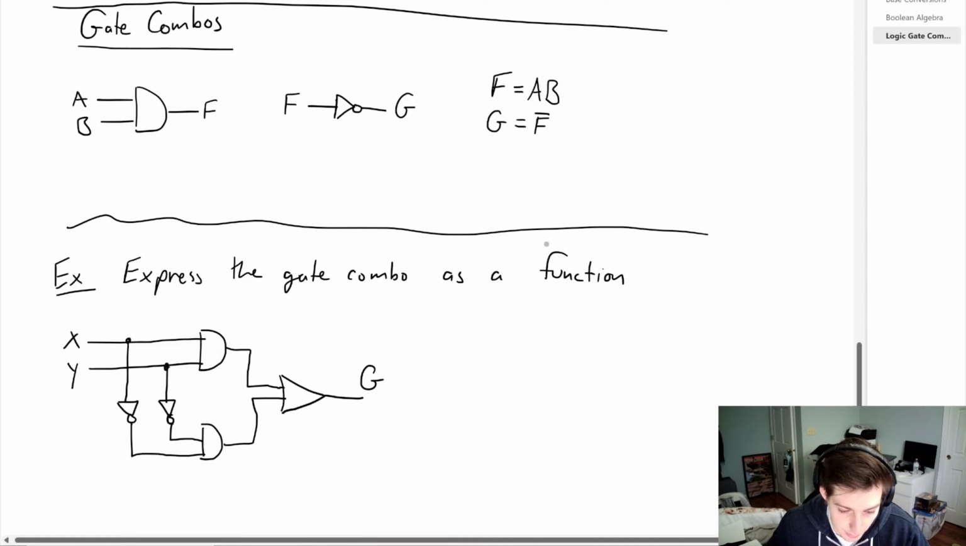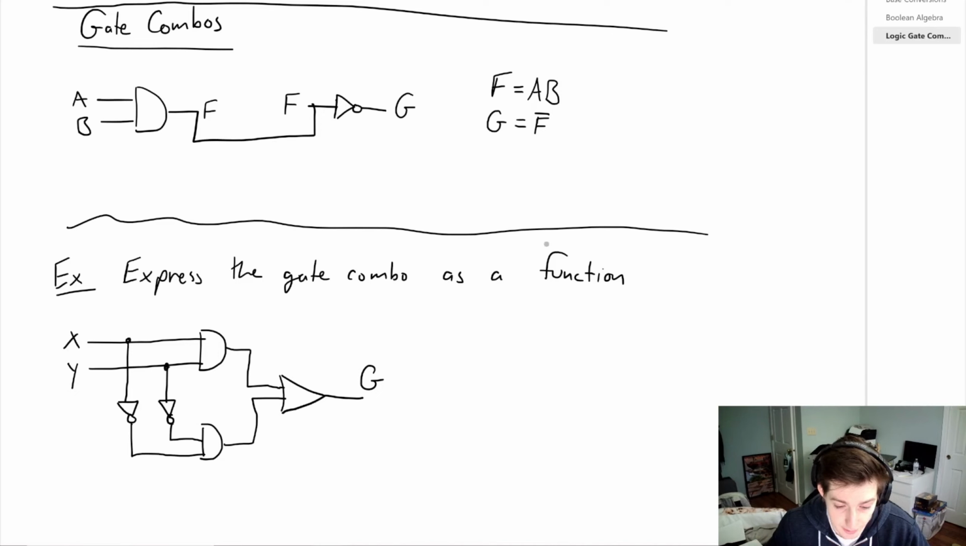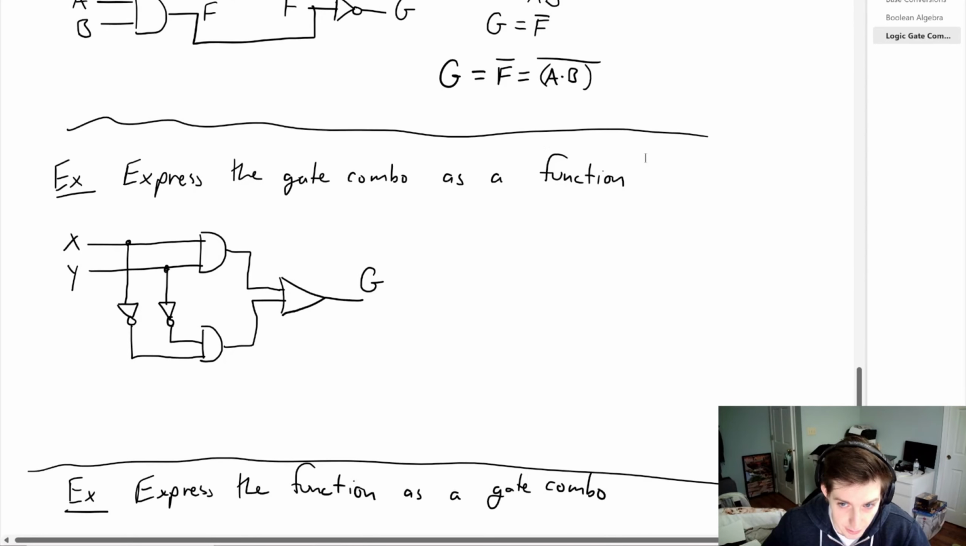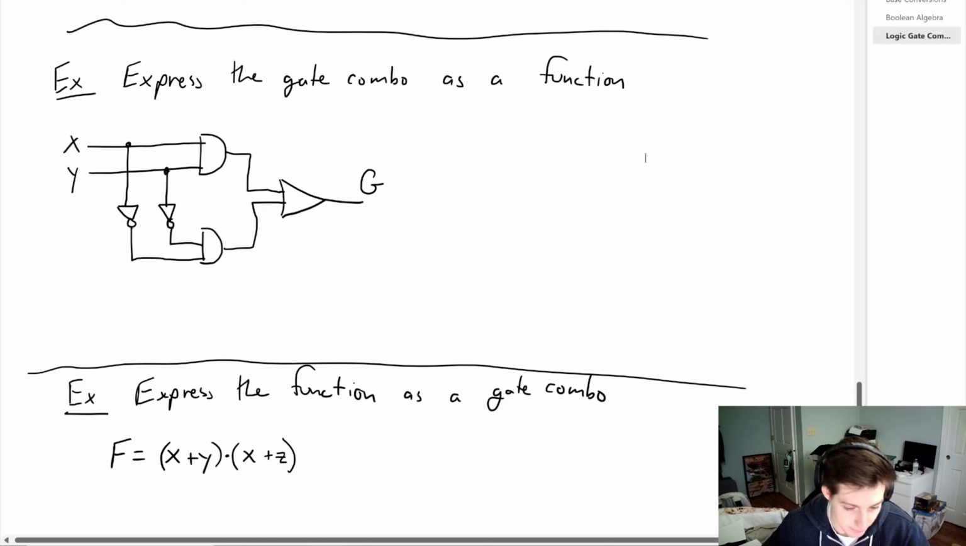So what happens if we tie these two together? Now the output of the AND gate is the input of the NOT gate. So we can say that G is equal to the inverse of F, which is equal to A times B, and that whole thing inversed. Let's consider a little bit more of a difficult one.